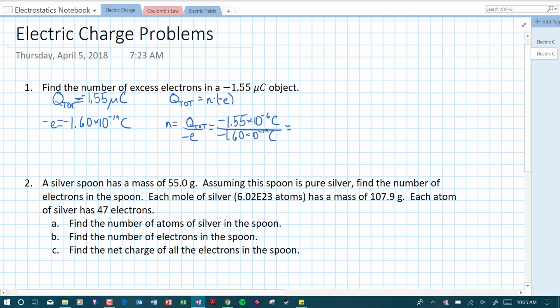1.55 e minus 6 divided by 1.6 e minus 19 to get 9.69 times 10 to the 12 excess electrons. That means 9 times 10 to the 12 more electrons than protons.